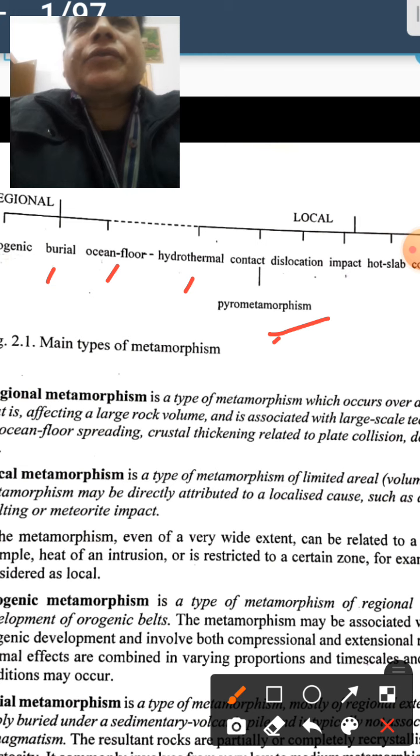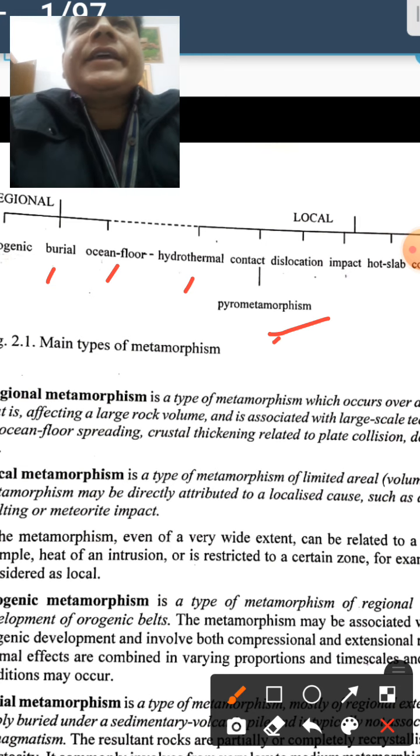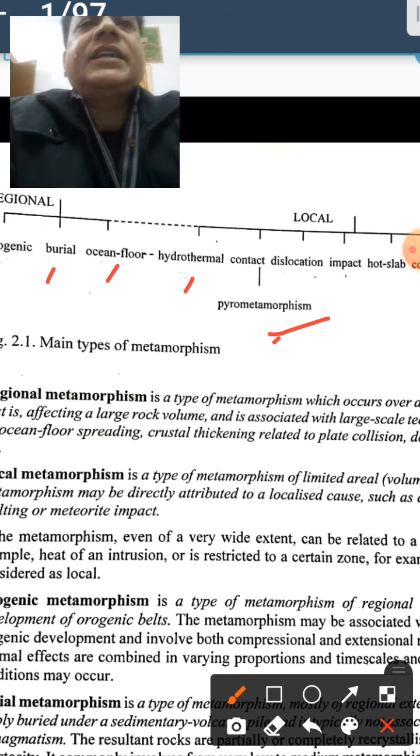Regional metamorphism is a type of metamorphism which occurs over an area of wide extent, affecting a large rock volume, and is associated with large scale tectonic processes such as ocean floor spreading, crustal thickening related to plate collision, and deep basin subsidence. So this is regional, as the name says, and is due mainly to plate tectonics.